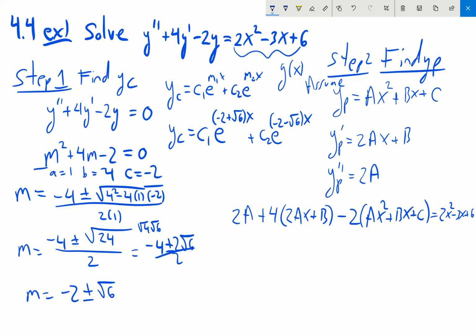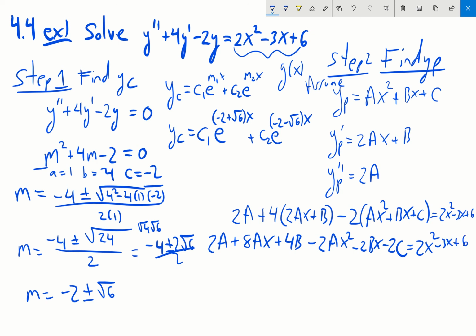So we have this equation, and we need to solve it for a, b, and c. The first thing we're going to do is eliminate all of the parentheses by distributing. So we have 2a plus, this will be an 8ax plus 4b, minus 2ax squared minus 2bx minus 2c is equal to 2x squared minus 3x plus 6.